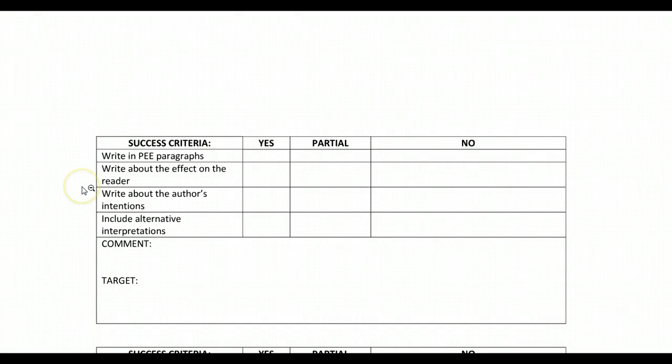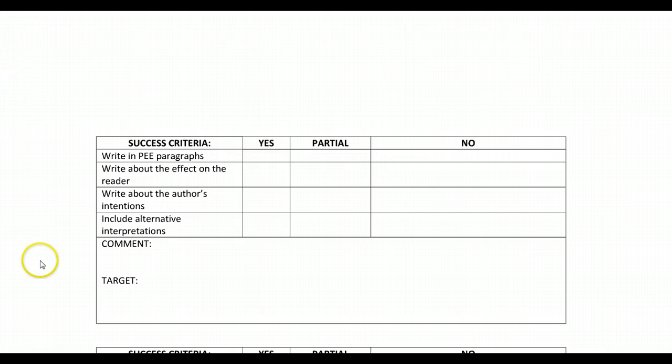It's also my success criteria for marking the piece. So it serves a dual purpose. And then what I do is I read through their answer, and I look for times where they've used P paragraphs. I look for times where they've written about the effect on the reader, the author's intention, of course, poet's intention in this case. And I look for where they might have used alternative interpretations. And if they've done it consistently through the answer, I tick the yes box. If they've done it a little bit but not all the way through, I tick the partial, and if they haven't done it at all, I tick the no.